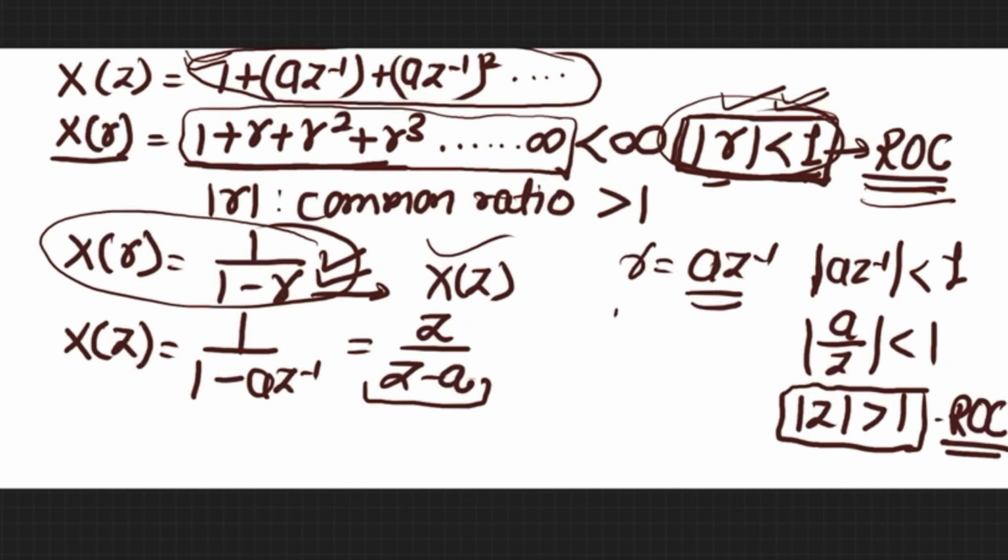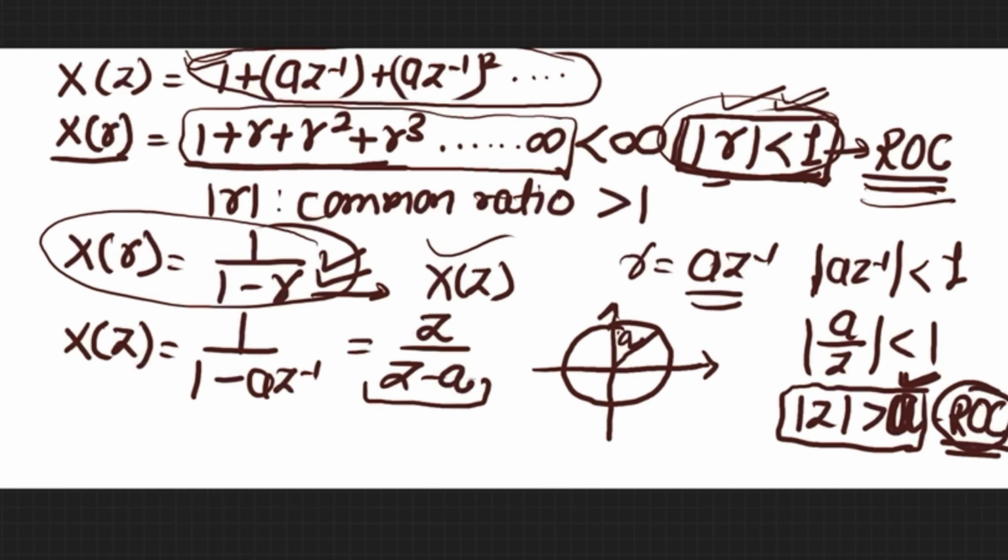Now, how to plot the region of convergence? Because we have to plot it in the Z domain. So we will draw, this is a, |z| is greater than a. We will plot a circle with the radius a, and the region of convergence is |z| greater than a. |z| greater than a means the region of convergence is outside of the circle.